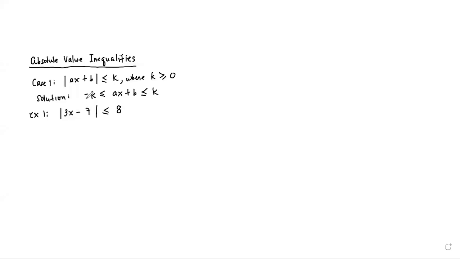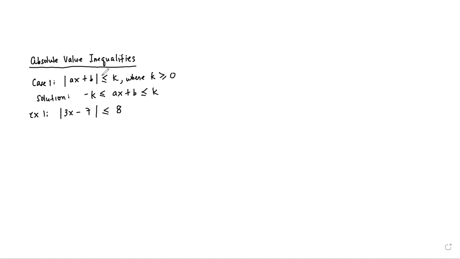Hello everyone. In this video, we shall discuss how to solve inequalities that involve the absolute value. So we shall consider two cases, and the first case is when the absolute value of ax plus b is less than or equal to k, where k is a non-negative real number. So for the solution of this particular problem, we shall use negative k is less than or equal to ax plus b is less than or equal to k, and then we're going to solve for x.